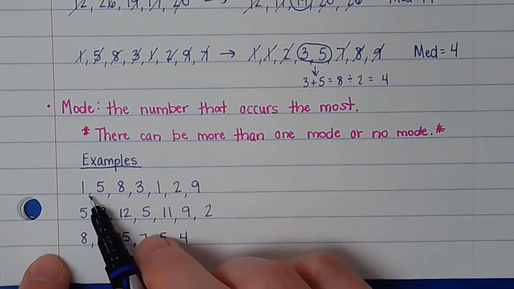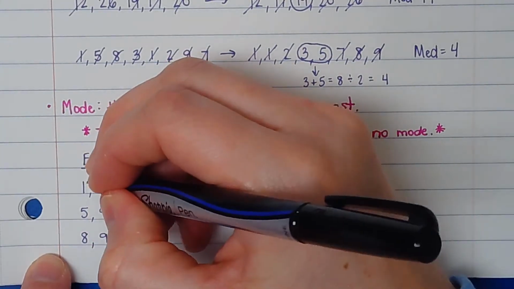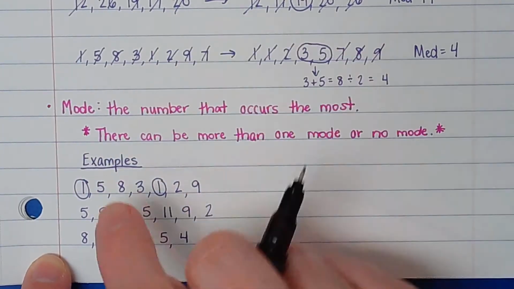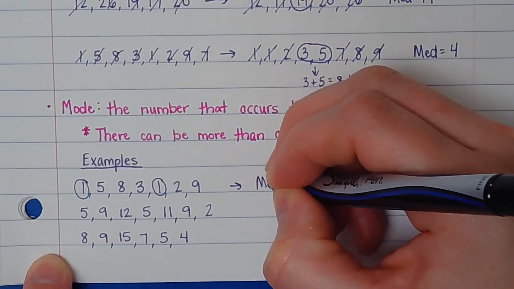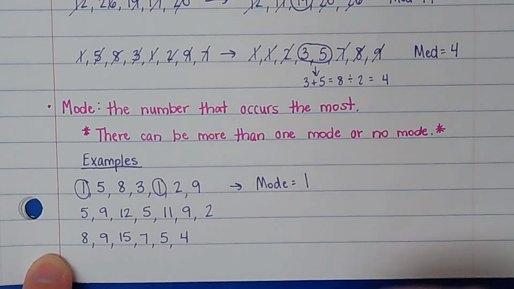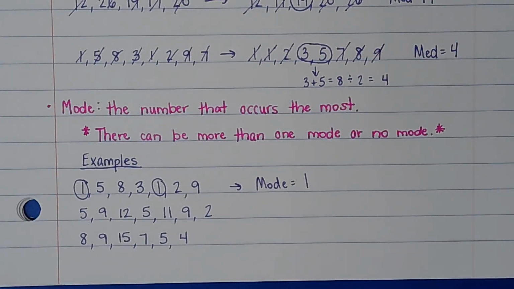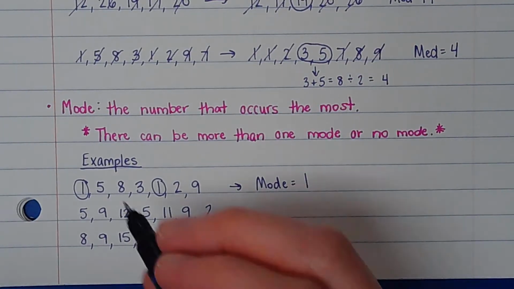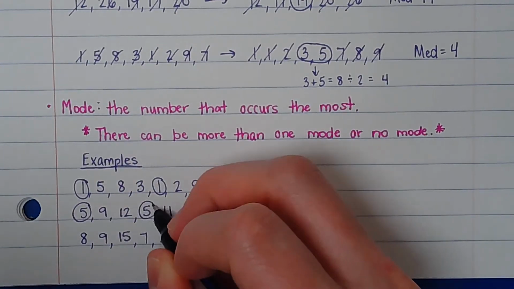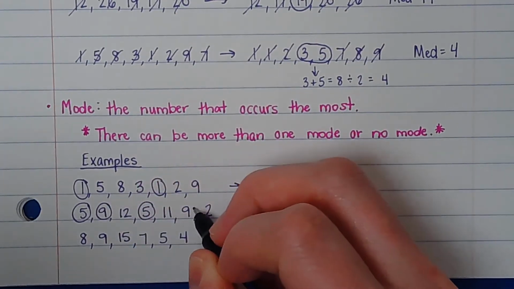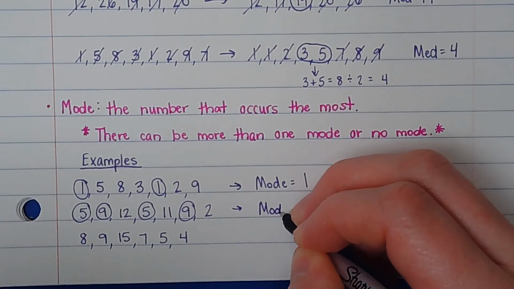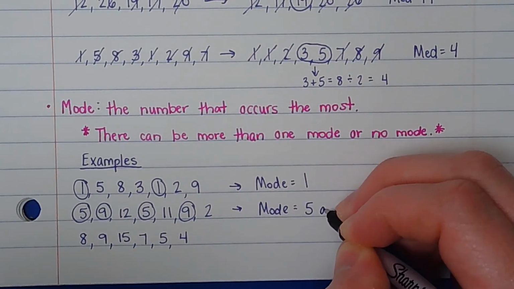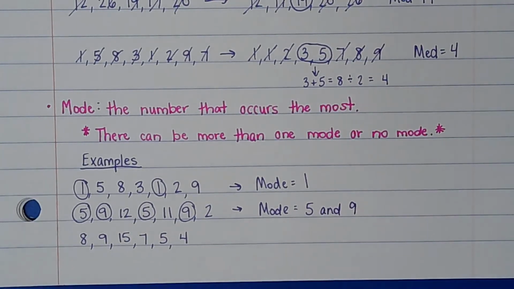So does anything repeat? I see I got a 1. Another 1. All right, so nothing else repeats. So my mode here is 1. All right, let's look at this list. See, I got a 5 and a 5. Oh, I got a 9 and a 9. Nothing else repeats. So for this one, my mode is 5 and 9.